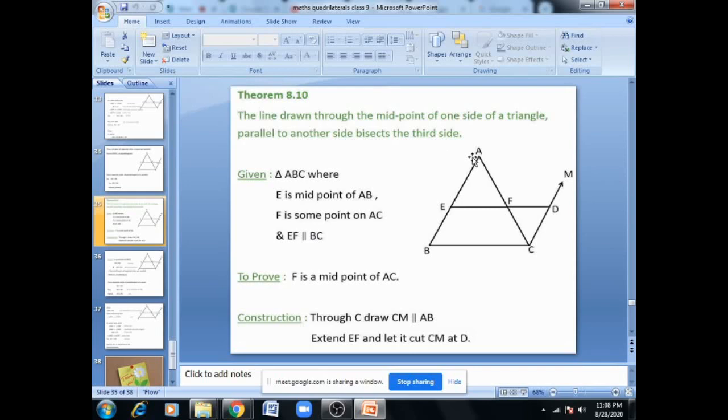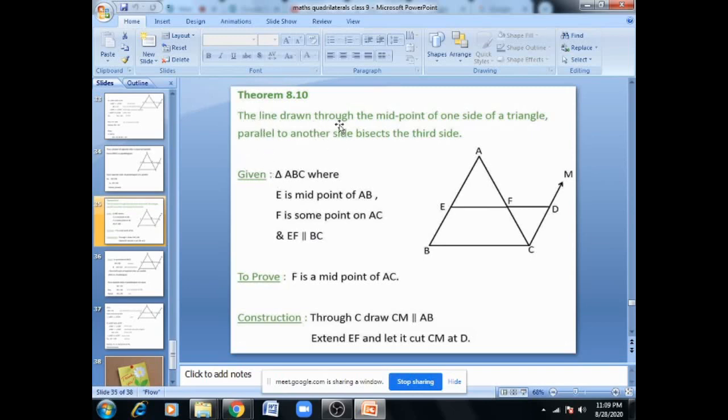In the earlier theorem, the midpoint theorem, we were given that E and F were the two midpoints, and that the line joining E and F is parallel to BC had to be proved. Here we are given E is the midpoint of AB and EF is parallel to BC. So we have to show that F is the midpoint of AC. That means we have to prove AF and FC are equal. So this was the statement.